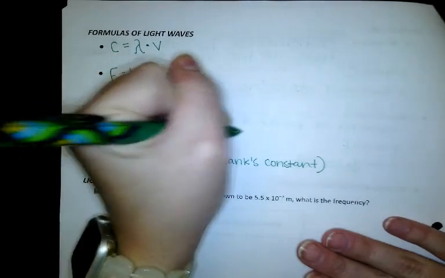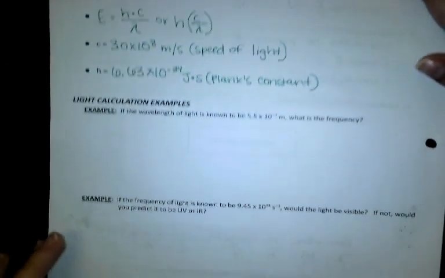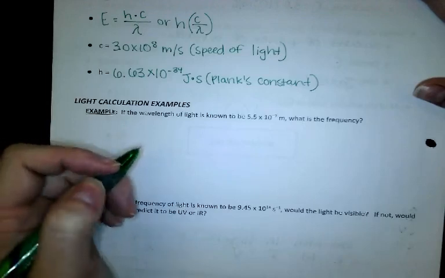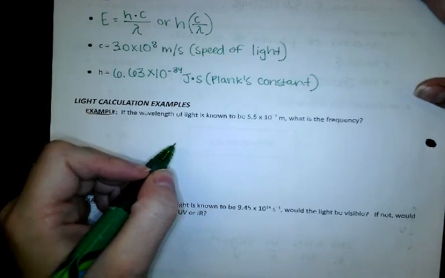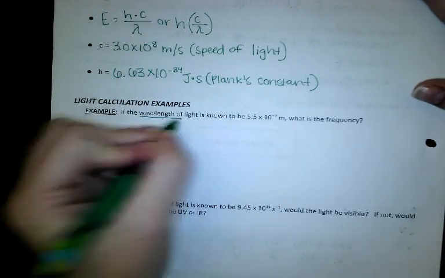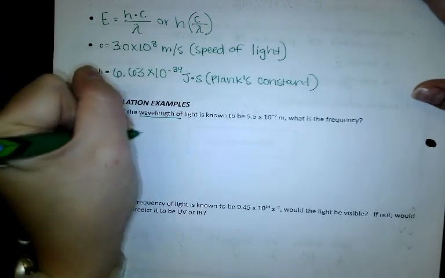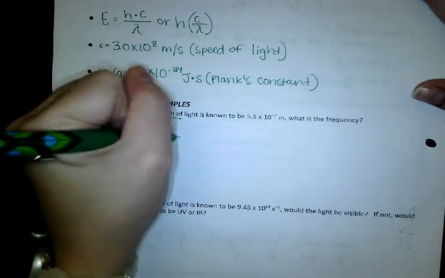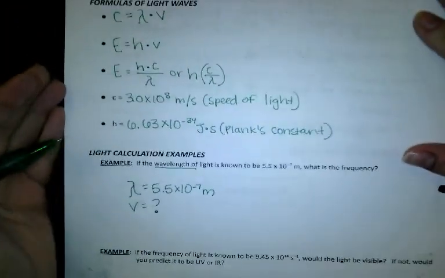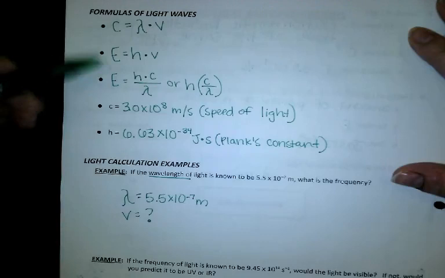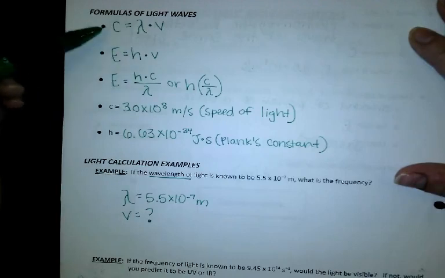Let's look at some examples of this. Our first one says, if the wavelength of light is known to be 5.5 times 10 to the negative 7th meters, what is the frequency? So we were given the wavelength, which is 5.5 times 10 to the negative 7th meters. We're trying to find frequency. Looking up at our formulas, we have to find the formula that has wavelength, frequency, and the speed of light. So we're looking at all of those.